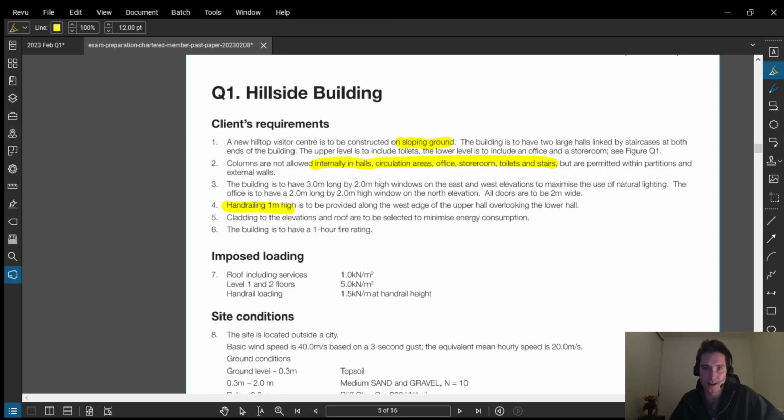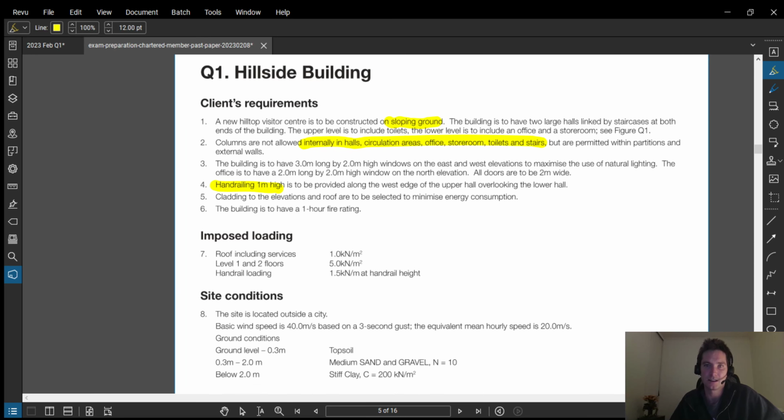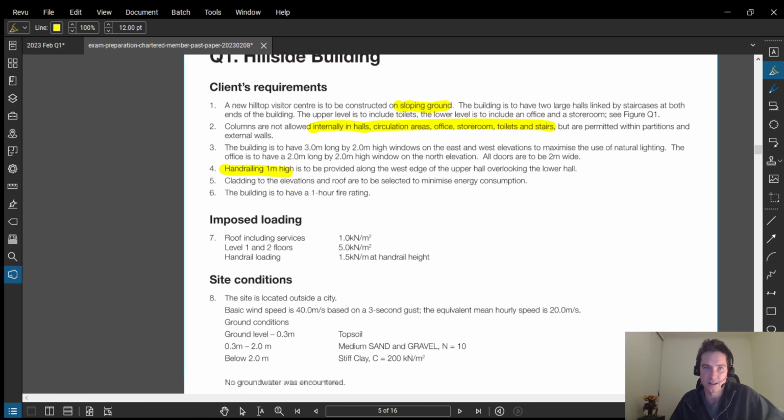And as I'm doing right now, I'm just highlighting the key facts here that need to be followed through. So obviously where we can't put columns, the fact we've got a sloping ground. They're not telling you there's a 1 meter high hand railing for nothing. So that's something that's going to have to be designed for and accounted for.